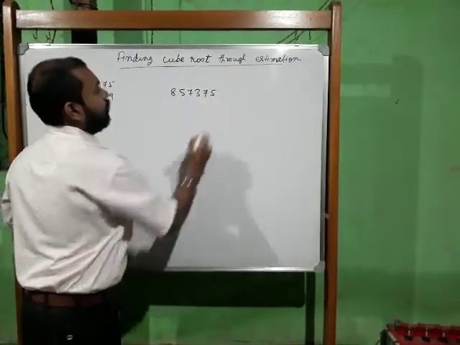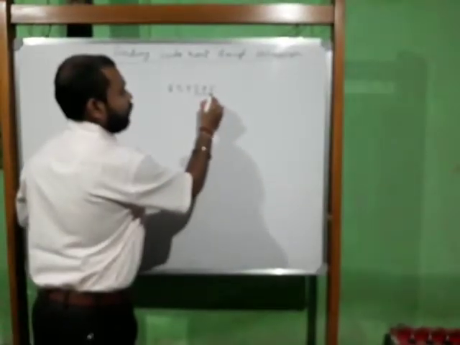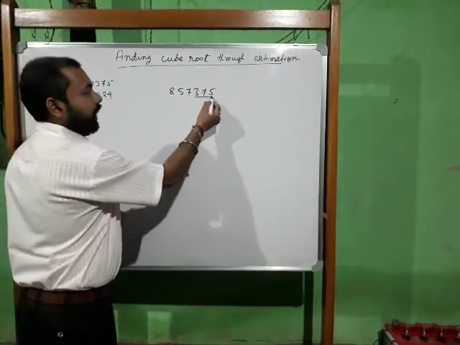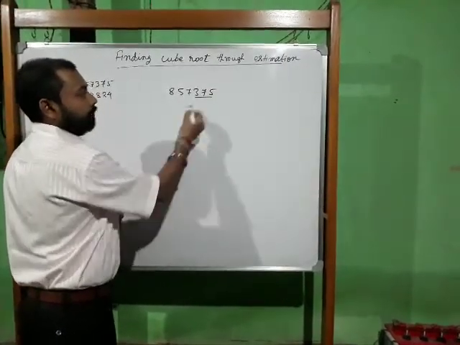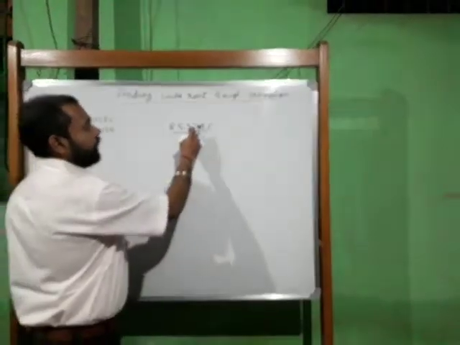857375. Let us make pairs. How can we make pairs? You start from the last, take three digits at a time and make one pair. Again, this is another pair. Now see.